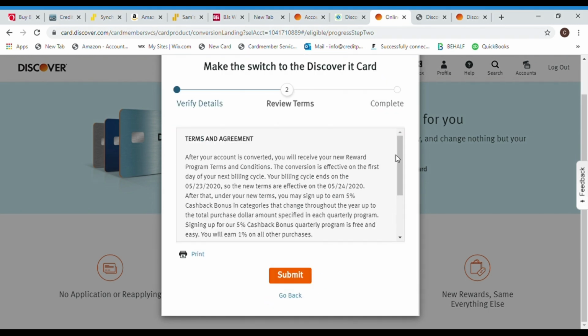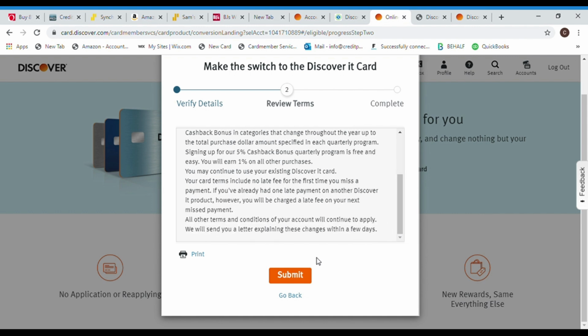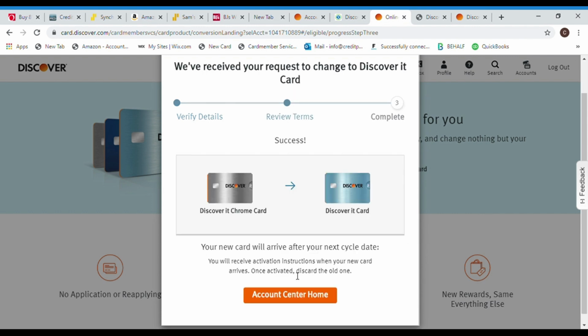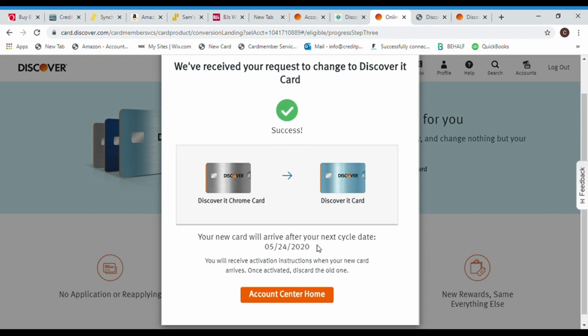Review terms. After your account is converted, you will see a new reward program, and so on. All right, so then I'm going to go ahead and hit the submit button. And success. We've received your request to change to Discover It card. Your newer card will arrive after your next cycle date, 5/24. Cool. So there it is.